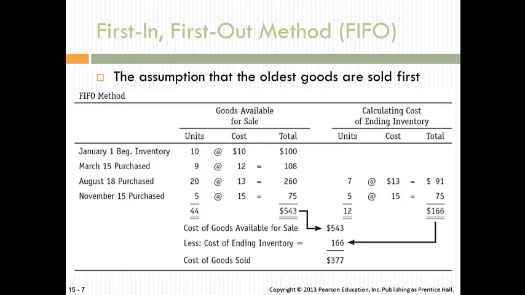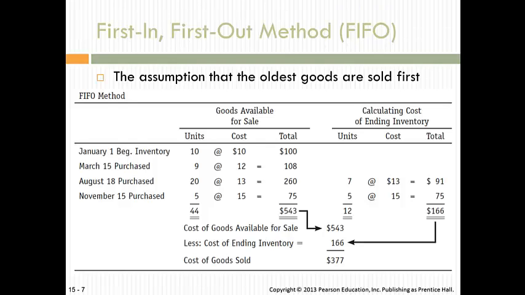We assume that some of these are from the most recent purchase on November 15th, which is 5 rakes at $15 each for a total of $75. But we have 12 rakes, so we assume the other 7 are from the next most recent purchase, which was August 18th. These rakes were $13 each. 7 rakes at $13 each is $91.